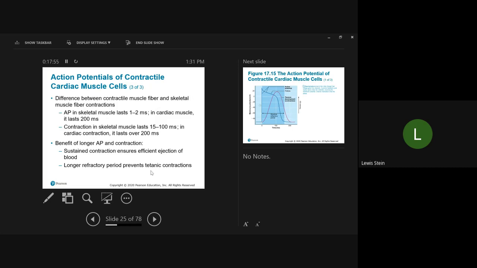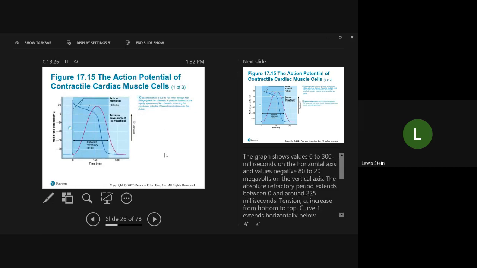So action potential in skeletal muscle, a couple of milliseconds. Here, about a fifth of a second. The contraction, as you can see, about the same deal. Cardiac contraction, a fifth of a second. Skeletal muscle, considerably less. Sustained contraction, efficient ejection, and a longer refractory period prevents what they used to call a heart spasm. No, you don't get one, because you can't do it. And so you can take a look at the difference.